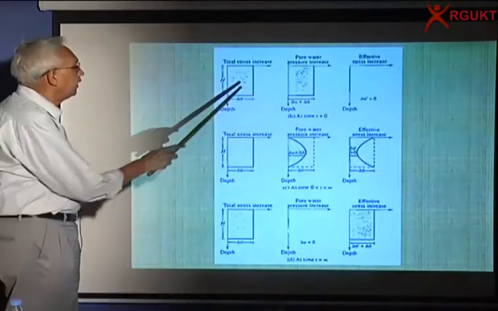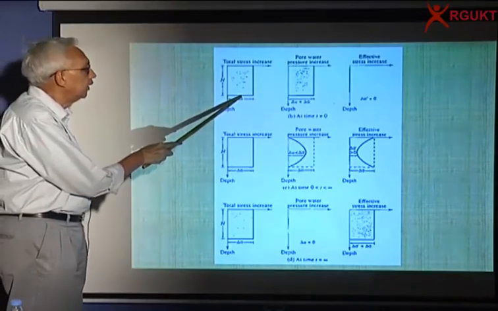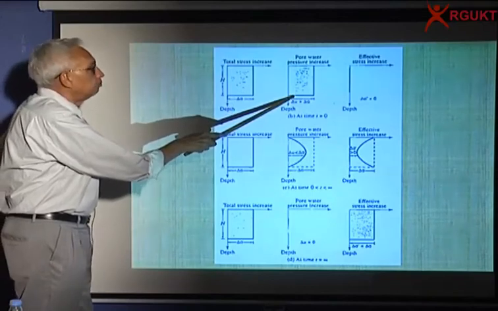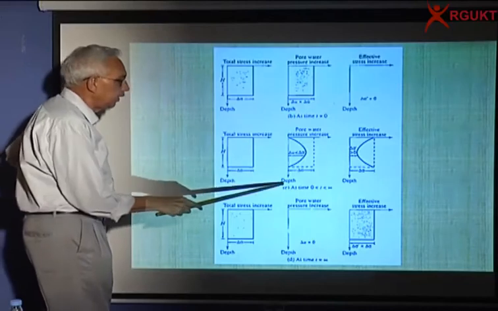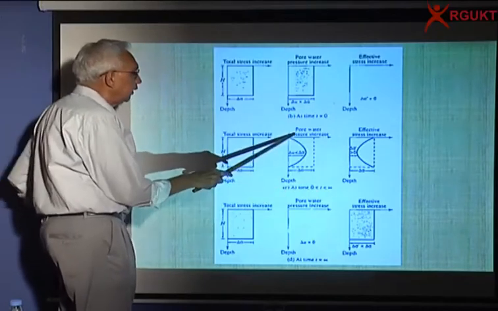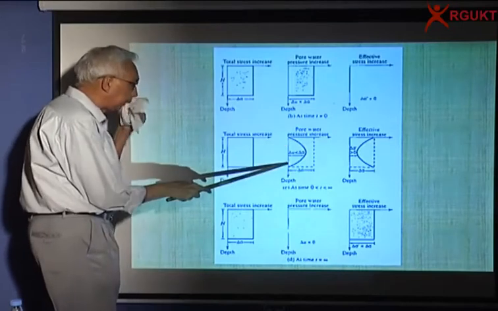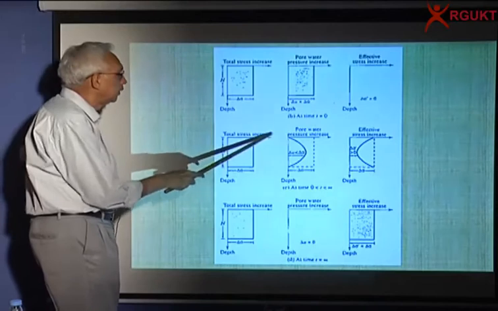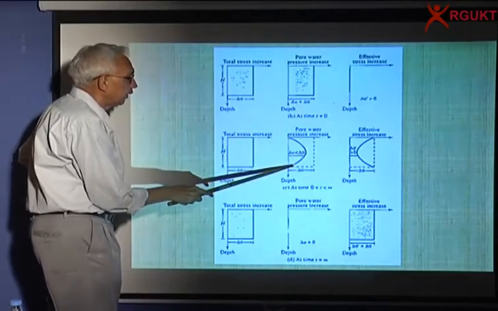So at t equal to 0, all the applied stress is taken by the water, and the pore pressure is constant over the whole depth. So there is no effective stress. And with increasing time, at any intermediate time, there will be pore pressure decrease, and the decrease is maximum at the boundaries because this is pervious. Immediately the pore pressure drops down to 0, and you get some variation like this.